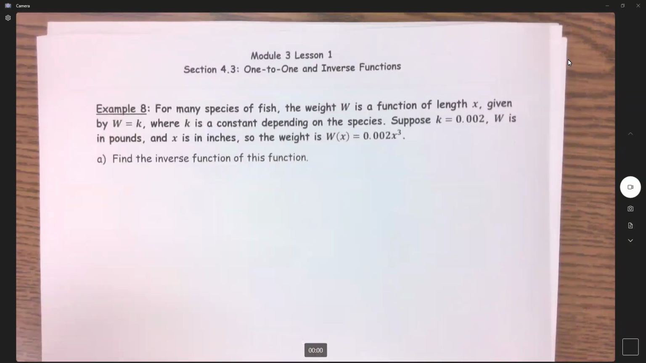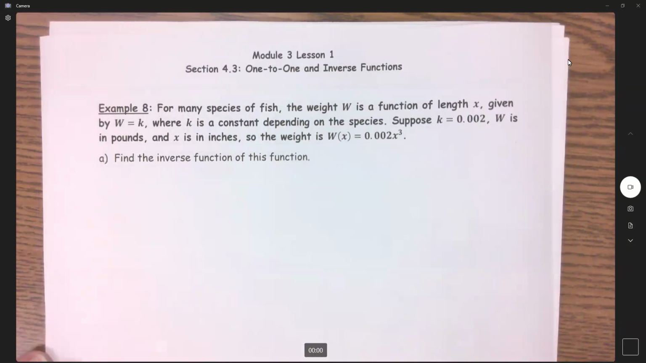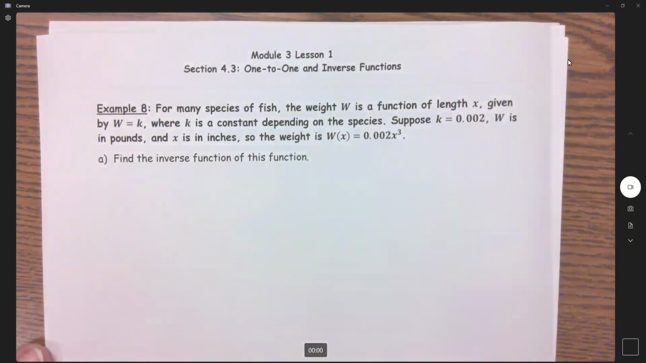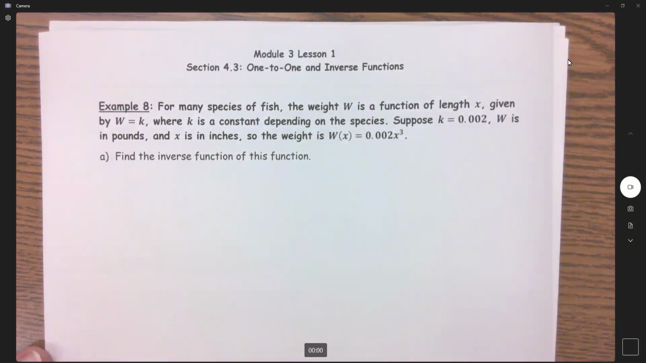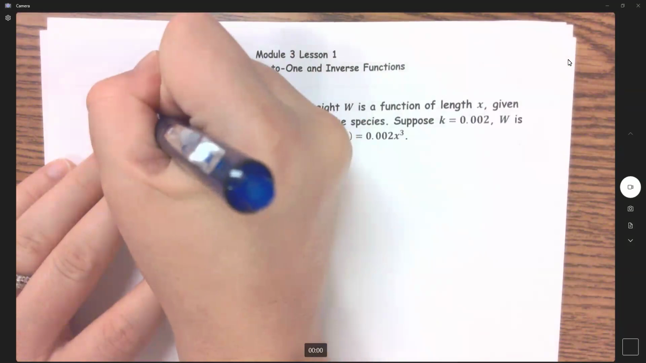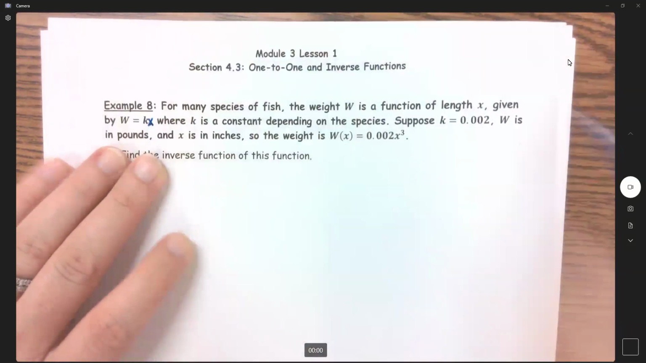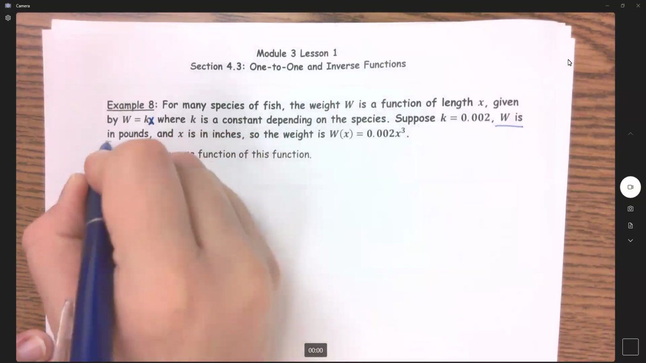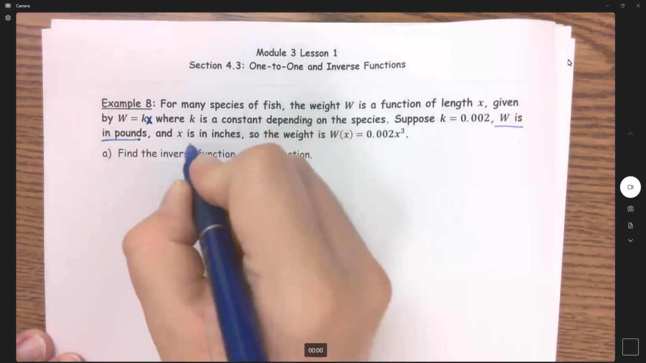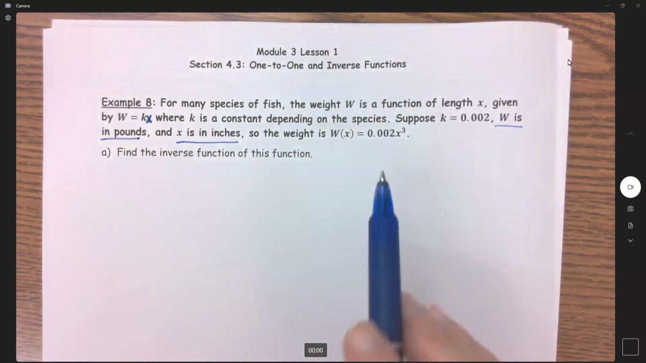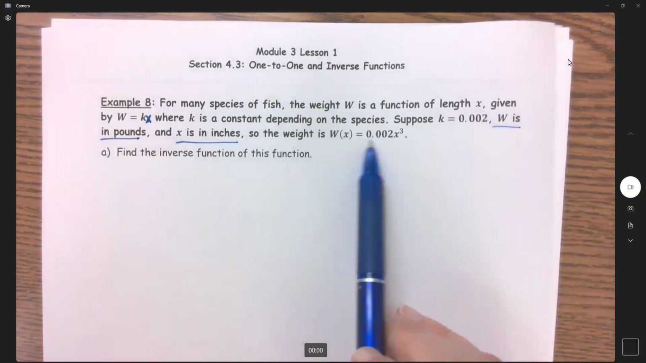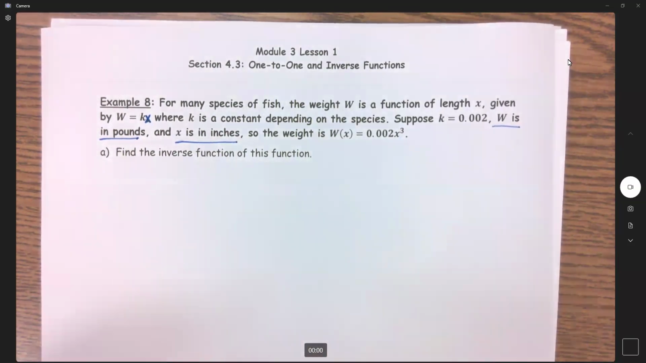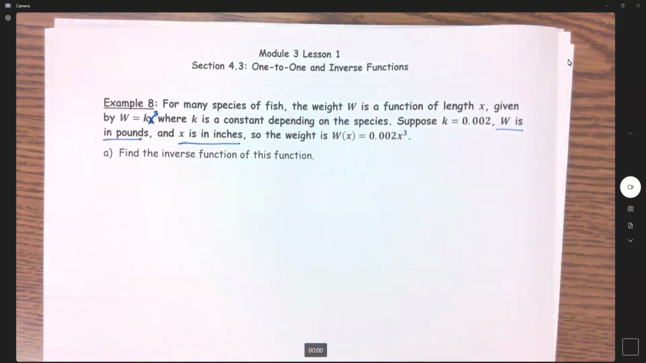Example 8 says, for many species of fish, the weight W is a function of length x by W equals kx, where k is a constant depending on the species. Suppose that k equals 0.002, W is in pounds, and x is in inches, so that the weight is W of x equals 0.002 x cubed.